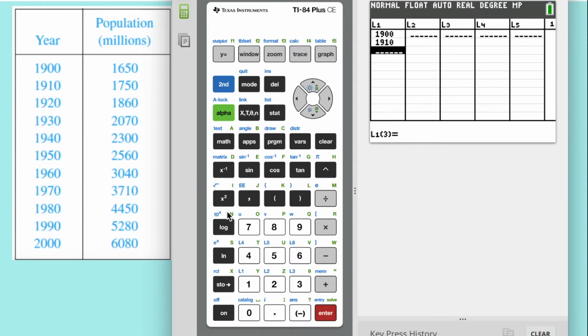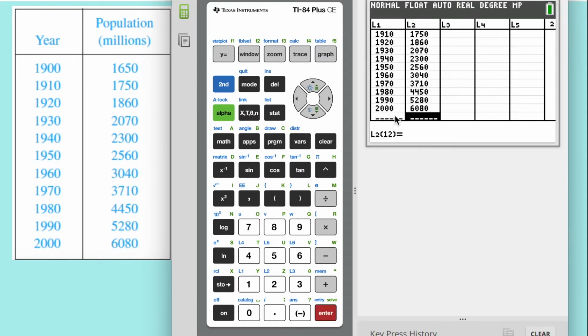So why don't you go ahead and pause the video and enter in all that data. Once you get all of list 1 done, you can just arrow over to list 2 and then enter in the population for that. So I'm going to pause here and have you enter in that data. All right, once you have all the data entered in, you want to double check that there isn't one list longer than the other. Okay, so all my data is entered in here.